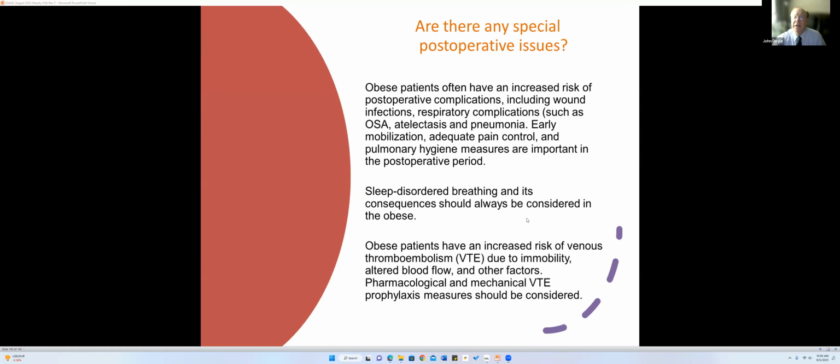Yes, as I mentioned, atelectasis, pneumonia, obstructive sleep apnea are all issues. Early mobilization is important. Adequate pain control is important. Pulmonary hygiene is important postoperatively. Sleep disordered breathing consequences should always be considered in the obese patient. In the obese patient, there is increased risk of venous thromboembolic events due to immobility, altered blood flow, and other factors, and they'll very often get thromboembolic prophylaxis.